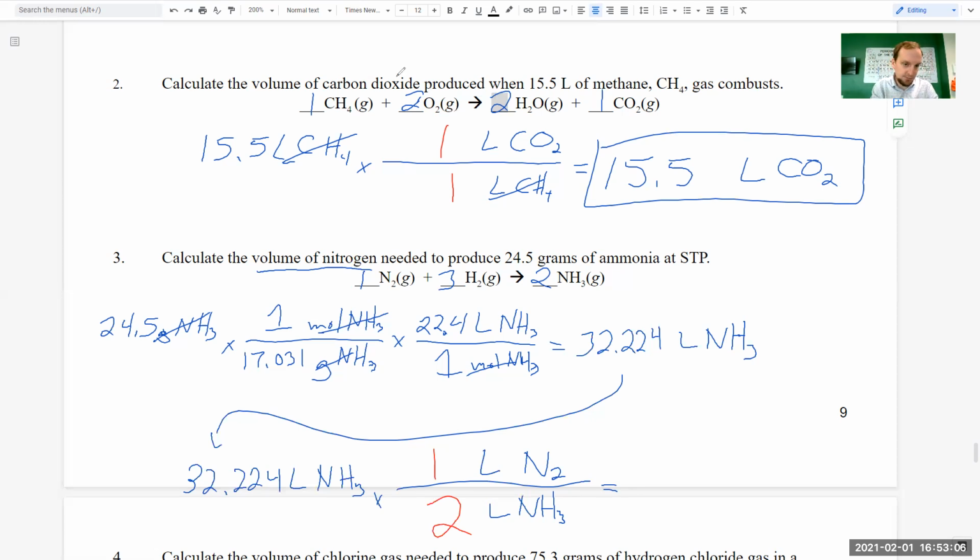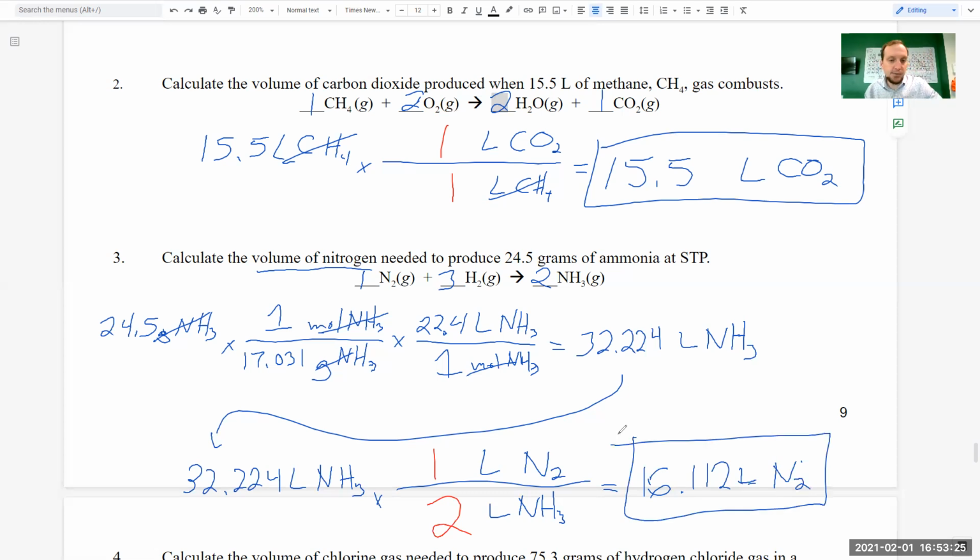So 32.224 divided by 2. My final answer for liters of nitrogen, according to the equation that we were provided, is 16.112 liters of nitrogen. So there we go.